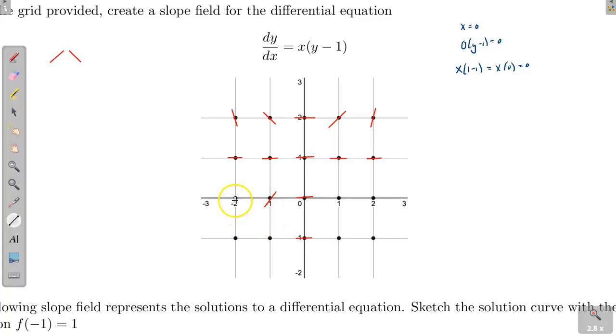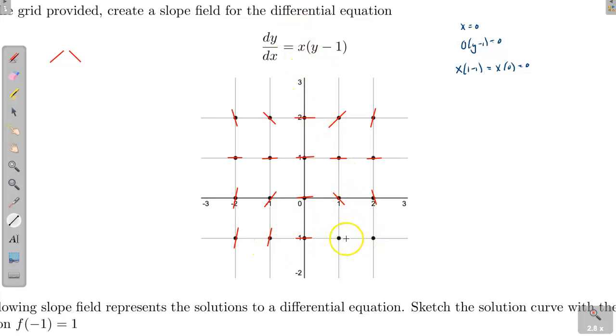Negative 2, 0 is negative 2 times negative 1, which is positive 2. It's steeper than 1. Then 1, 0, 1 times negative 1 is negative 1. For 2 times negative 1, I have negative 2, negative 1, so it's negative 2 times negative 2, which is positive 4, so it's even steeper than my 2 here. Negative 1 is 2. Again, I'm just plugging it in here and simplifying.